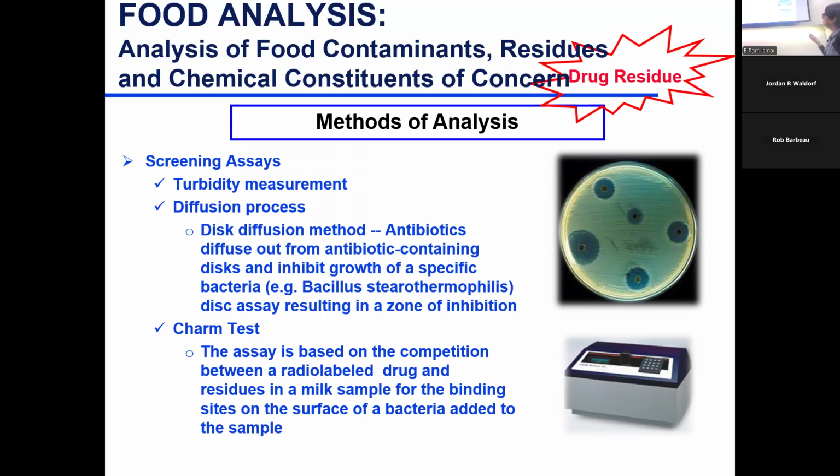And over time, if you have antibiotics, you don't see growth. You see growth everywhere, but you don't see growth around the disc. So that means you have antibiotics in the sample.